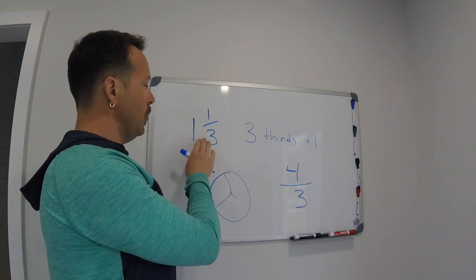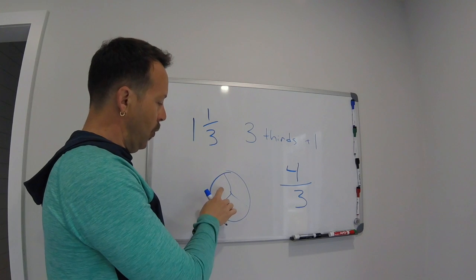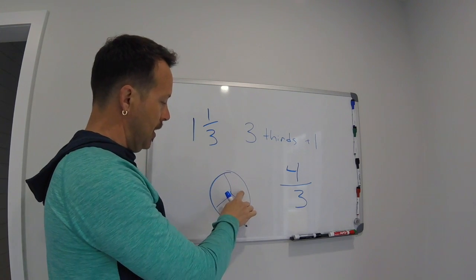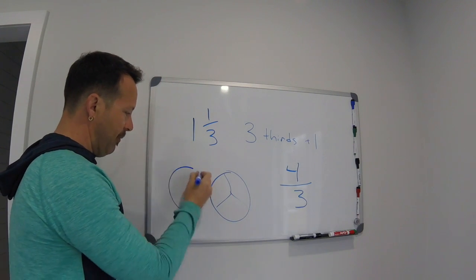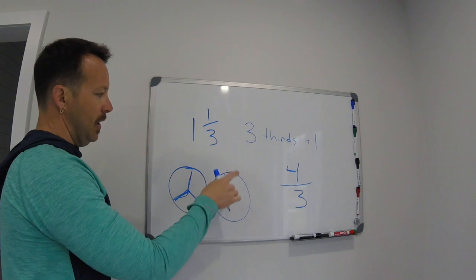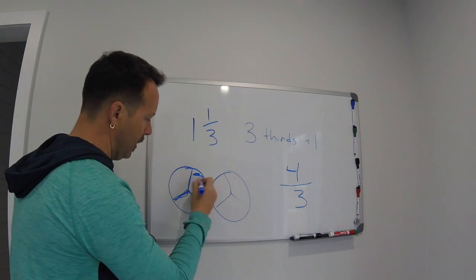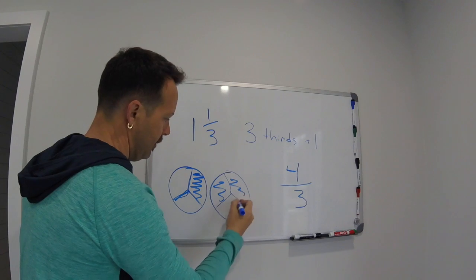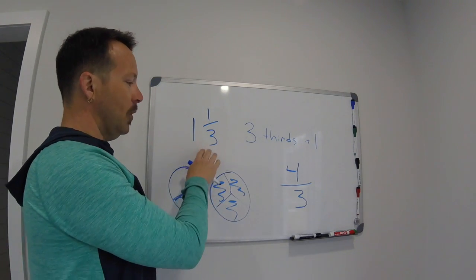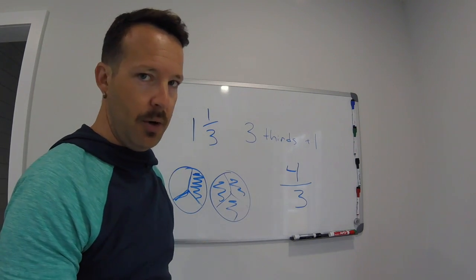So we have 1 1/3, and in 1 pie we have 3 thirds. And since we have more than 1 pie, we have a third of another pie. So we have a third, 2, 3, 4. So we have 1, 2, 3, 4 thirds of pie. So 1 1/3 equals 4 thirds.